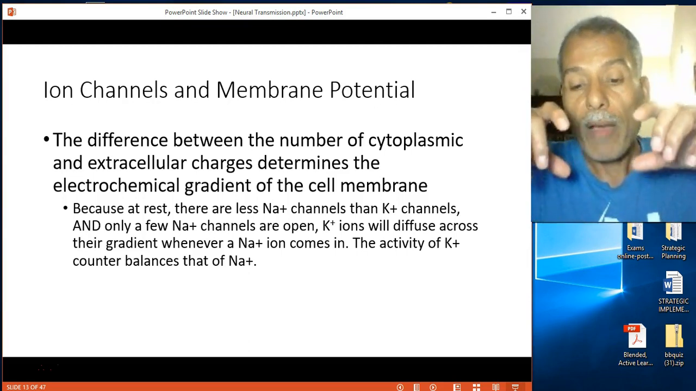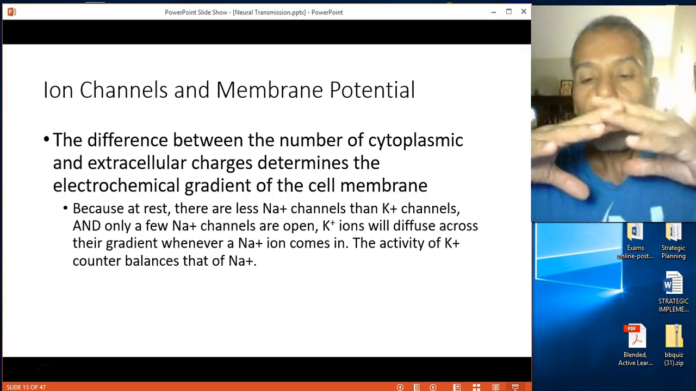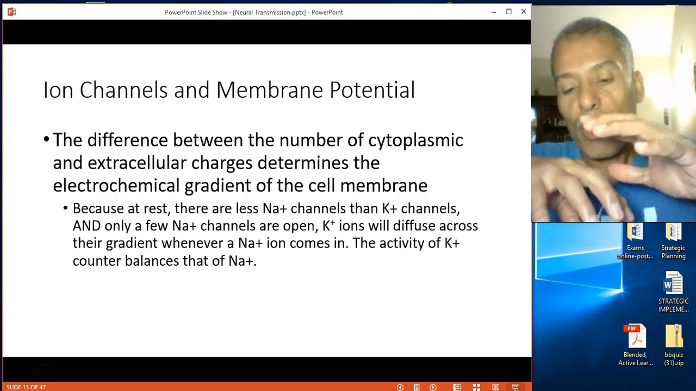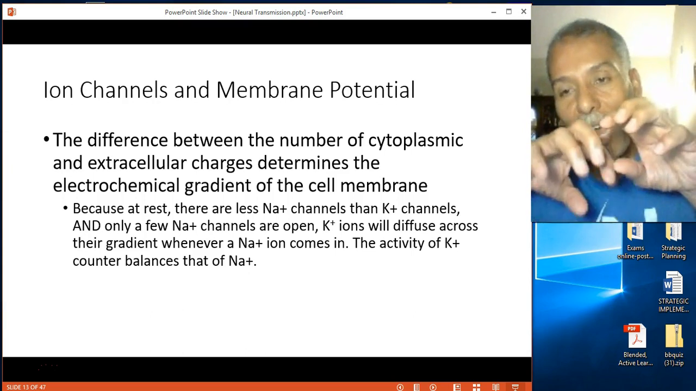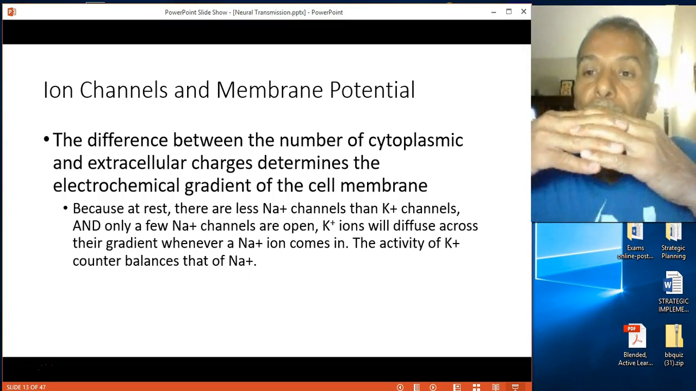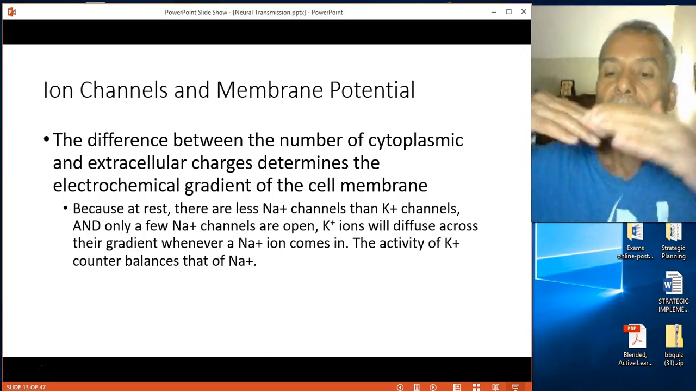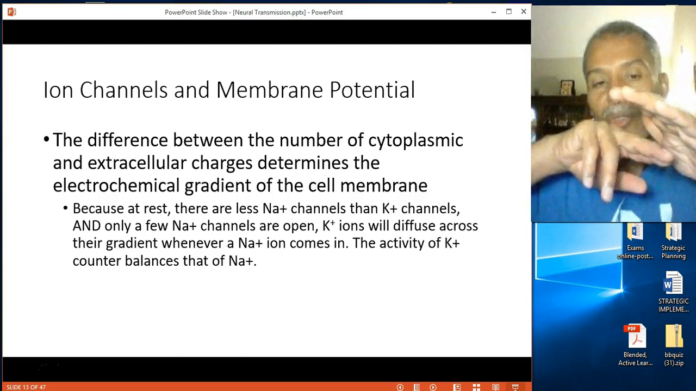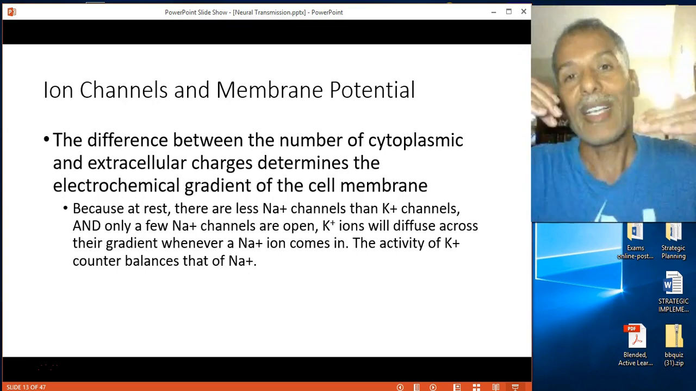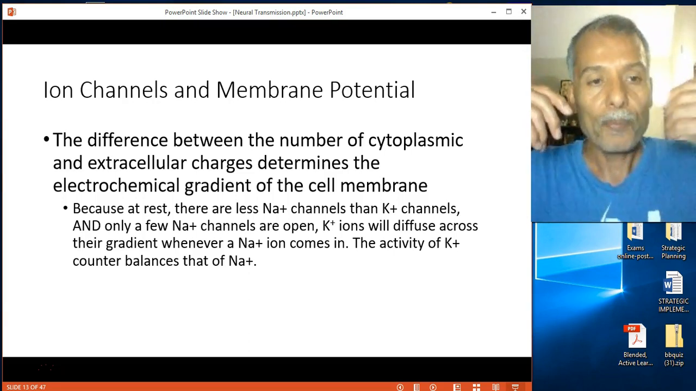So when you have more negative charges inside, by nature, these will attract, they have electricity, they want to attract the positive charges outside. This is why positive charges will be outside next to the membrane, and negative charges inside will be also next to the membrane, because they're attracted to each other, but the membrane is separating them. And by separating them, you have created the voltage.